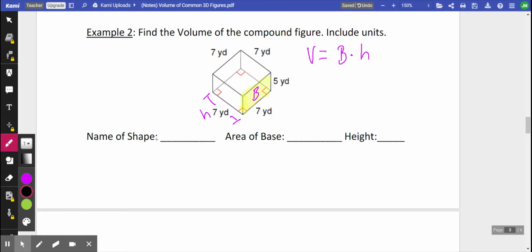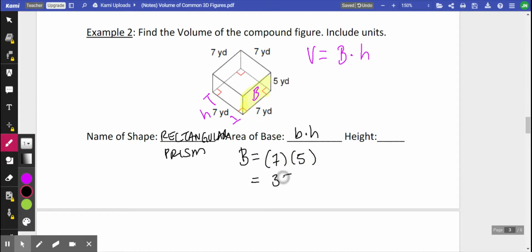All right, so that being said, let's call this by a name. So this is just a box in geometry. To say a box, this is a prism. In this case, one of the slices is a rectangle, excuse me. So this is a rectangular prism. The area of the base is just base times height, right? So base times height is the area of the base. So if I find the area of the base, it's just 7 yards times 5 yards, so it's equal to 35 yards squared. So I found the area of the base.